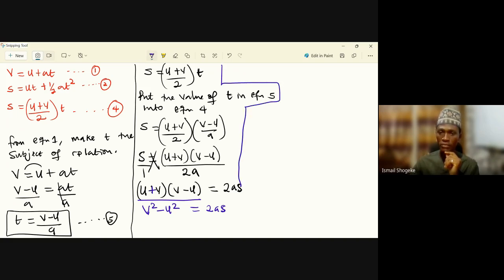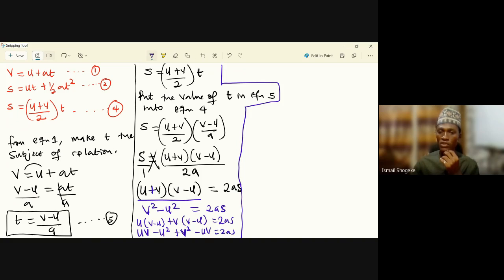But just in case you're not very good with mathematics like me some years back, then what you need to do is to just expand the brackets. So you're going to use U to multiply (V minus U), then V to multiply (V minus U). So you're going to do U(V minus U) plus V(V minus U) equals 2AS. Now U times V, that's UV, or VU. Then U times minus U, that's minus U squared. V times V, that's V squared. Then V times minus U, that's minus UV, equals 2AS.